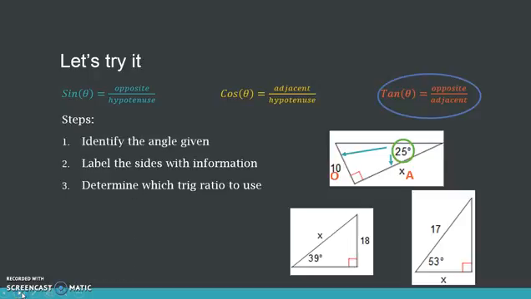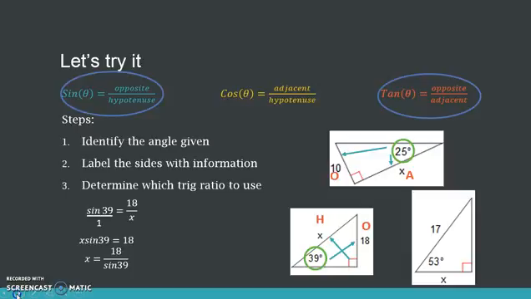So let's look at the second example. We're going to identify the angle given. That's 39 degrees. Label the sides that have information. So if we look across from the angle, we get the 18, which is opposite. Then across from the right angle is our hypotenuse. So this one has opposite and hypotenuse, which means we're going to use the trig ratio sine. So here we have the sine of 39, opposite over hypotenuse, so 18 over x. We make a proportion out of it, cross multiply, and we get x sine of 39 is equal to 18. We divide by the sine of 39, and we get 28.6.